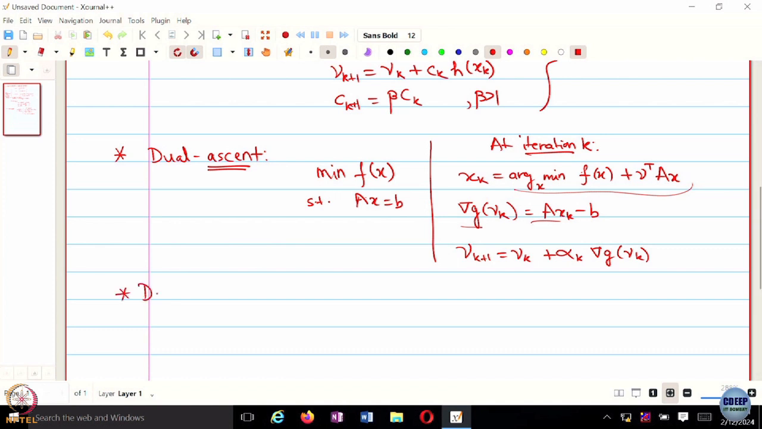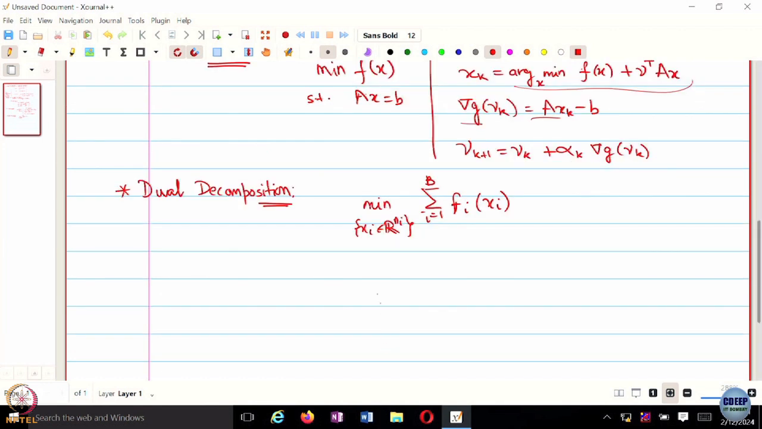We looked at something called dual decomposition, right? When you have an objective function that can be decomposed into several block variables, right? And the idea is now we are trying to minimize with respect to x_i in R^{n_i}, the summation of f_i, i equal to 1 through capital B, subject to Ax equal to b, where you think of A as a block matrix of this form, A_1, A_2, through A_B, right? And x is basically x_1 through x_B, a concatenated vector.